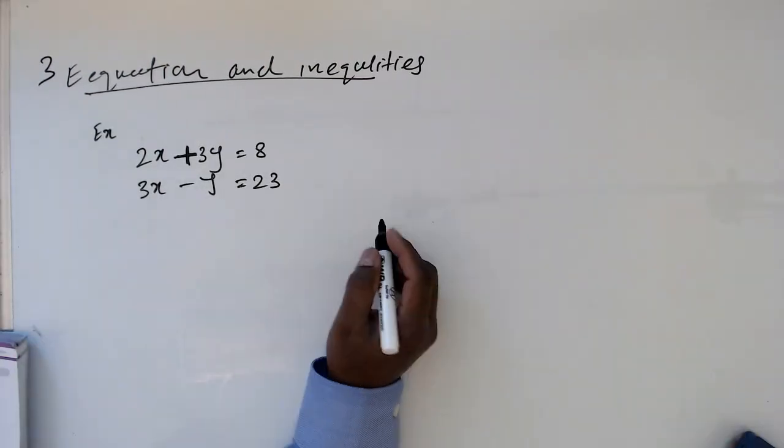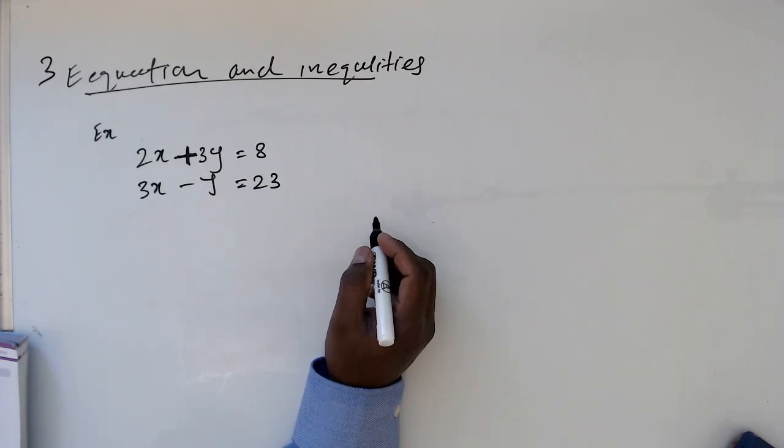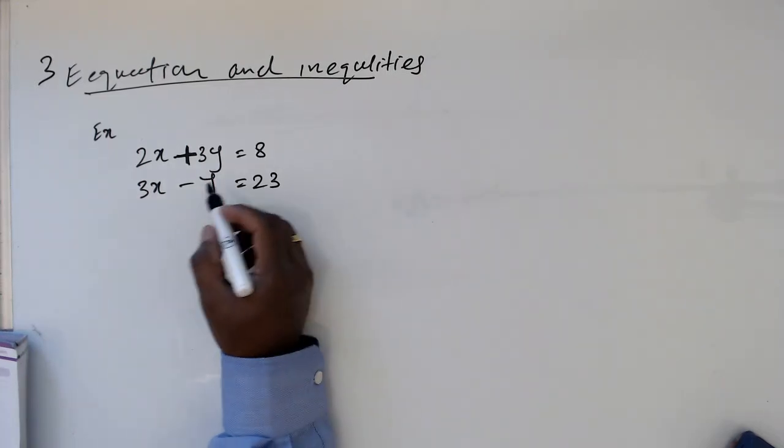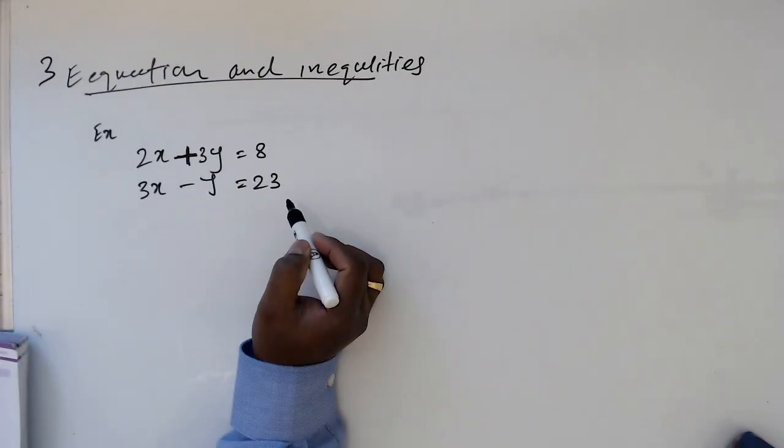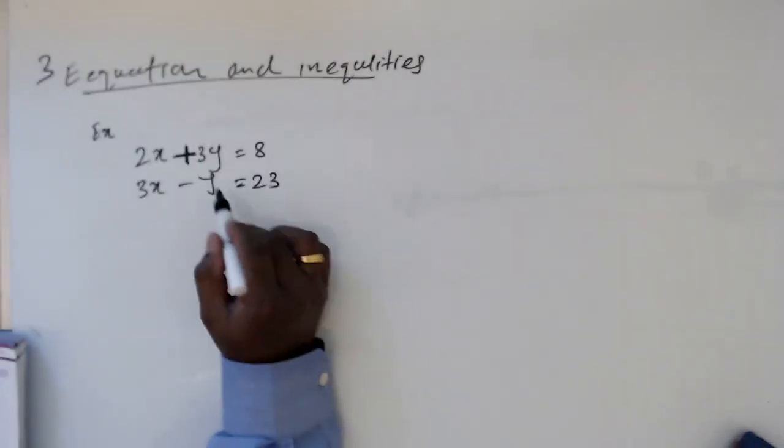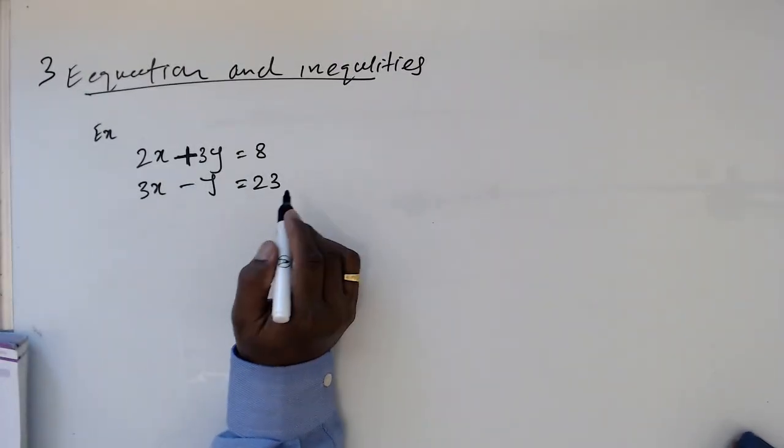So this is an example. I am going to solve this equation simultaneously. We know there are two methods we learned in year 11 of JCSE. One is the elimination method, the other one is the substitution method. So I'm going to use the elimination method to solve these linear equations.